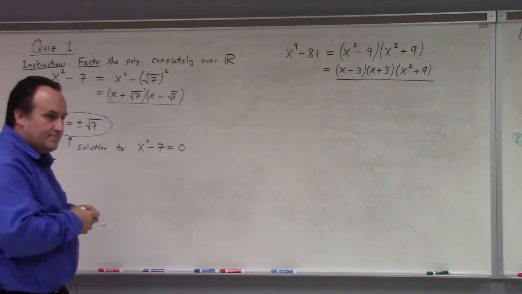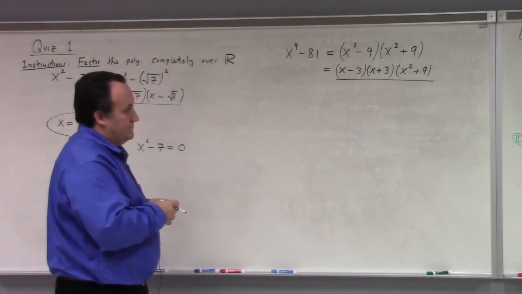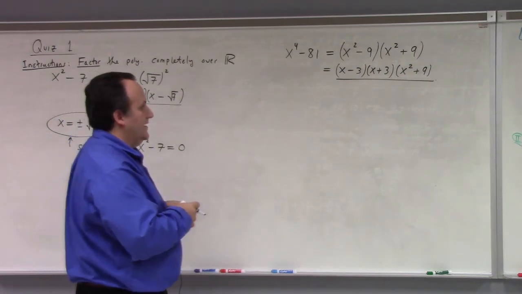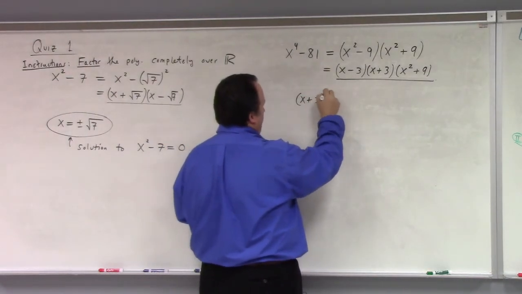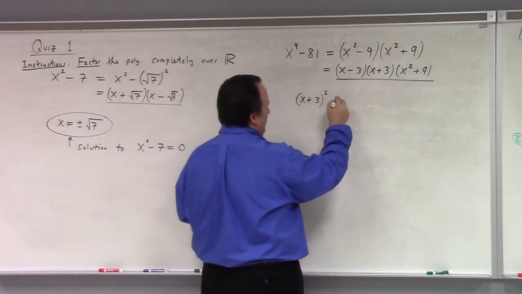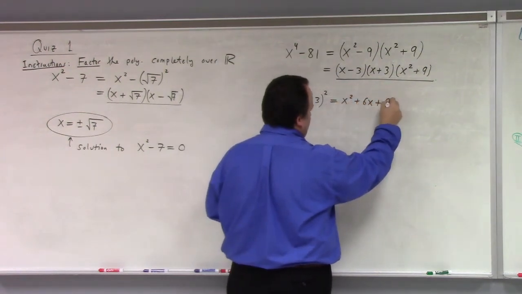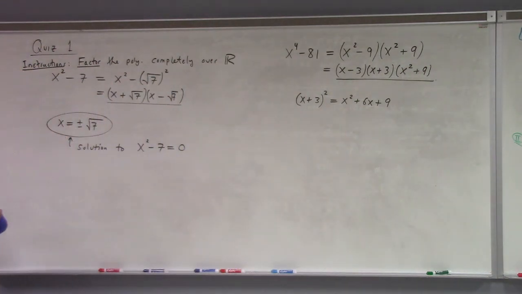Yeah. So I broke that down as the second one, the x squared plus 9 is x plus 3 squared. Is that wrong? Yeah, x plus 3 squared. So x plus 3 squared is x squared plus 6x plus 9, which is not in here. So that's a different animal altogether.